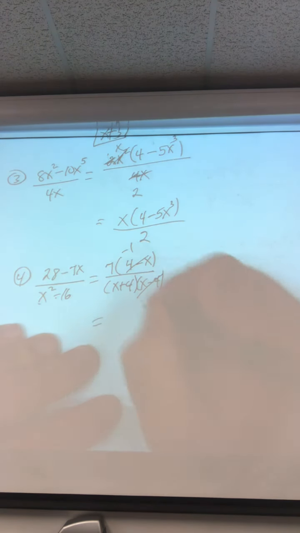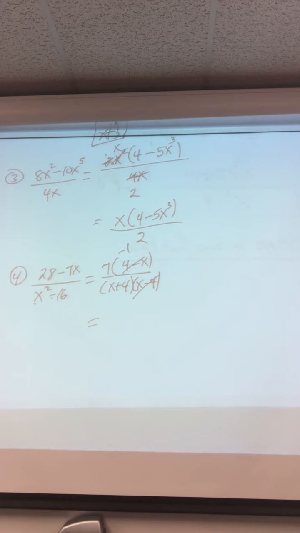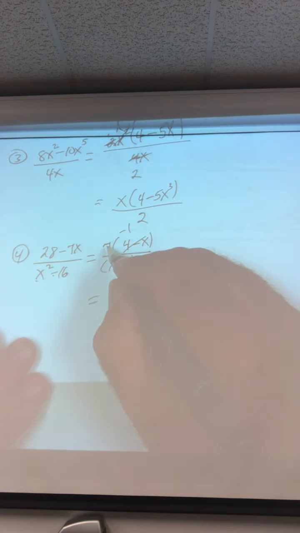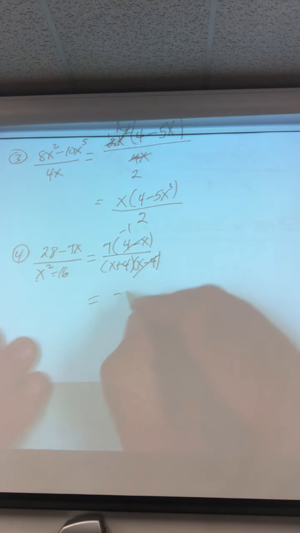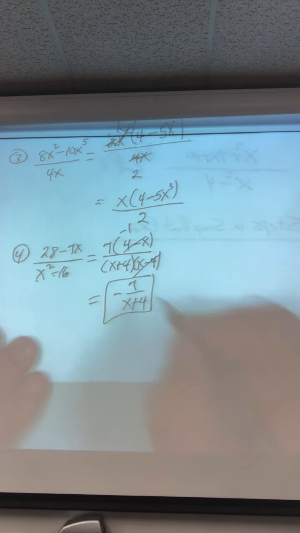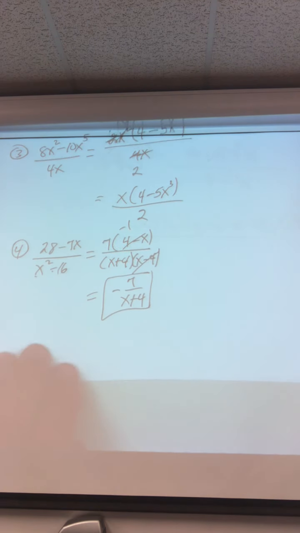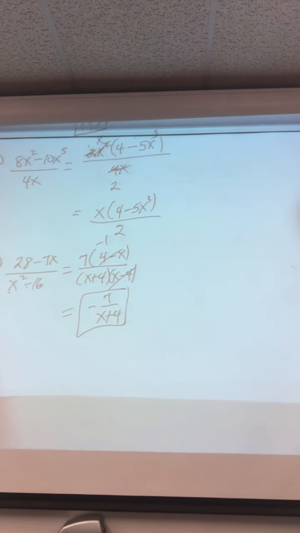Now, you don't put the negative 1 on the top and bottom, because if you do, a negative over a negative is a positive, and you've defeated the whole purpose in putting the negative there. Now, when you do this, this is not 7 minus 1. It is 7 times negative 1, which is negative 7 over x plus 4. So when you cancel factors, you can cancel like factors and negative factors. Okay?